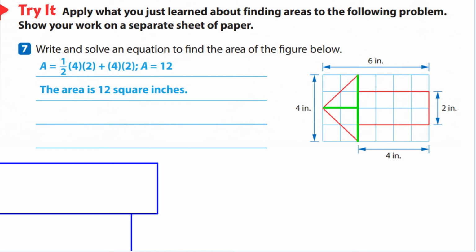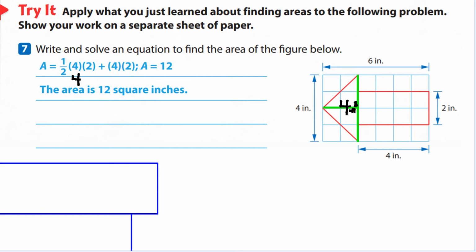And therefore, they didn't write the formula. I'm hoping you did, but the formula is area equals 1/2 times base times height. The base is 4 inches. We just showed you why. The height's 2. When you do the math, 8 times 1/2, the answer here will be 4. So the area here will be 4 inches squared.